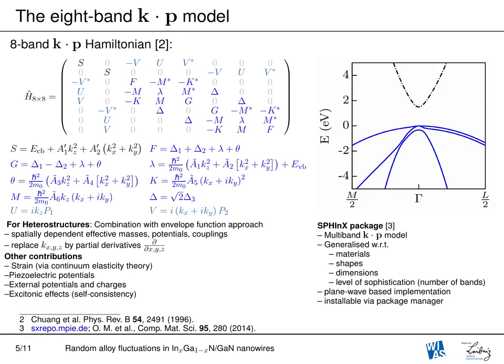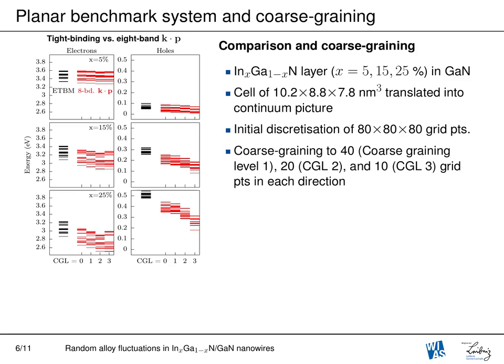As a first test, we compare between an atomistic tight binding model and an 8-band k.p model the simulations of a 3 nanometer thick indium gallium nitride layer with indium contents of 5, 15 or 25% in gallium nitride. Our simulation cell has a size of 10.2 times 8.8 times 7.8 cubic nanometers, and we take this atomistic simulation cell and then translate it into a continuum picture.